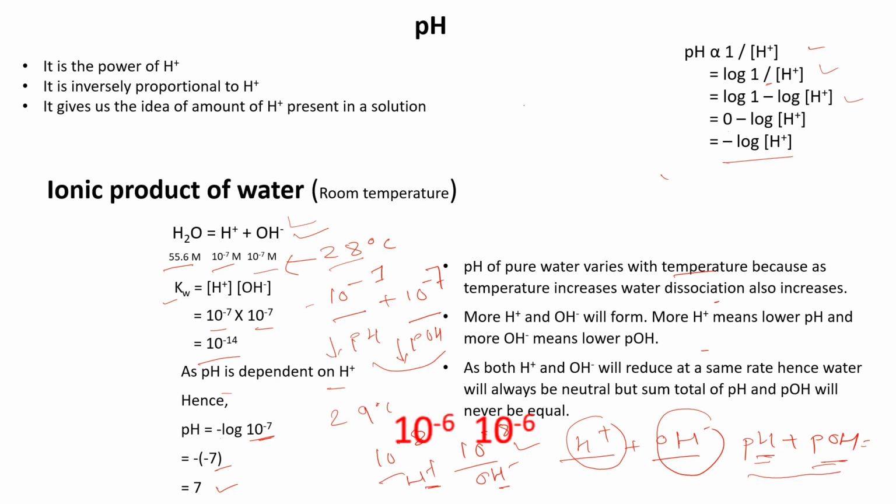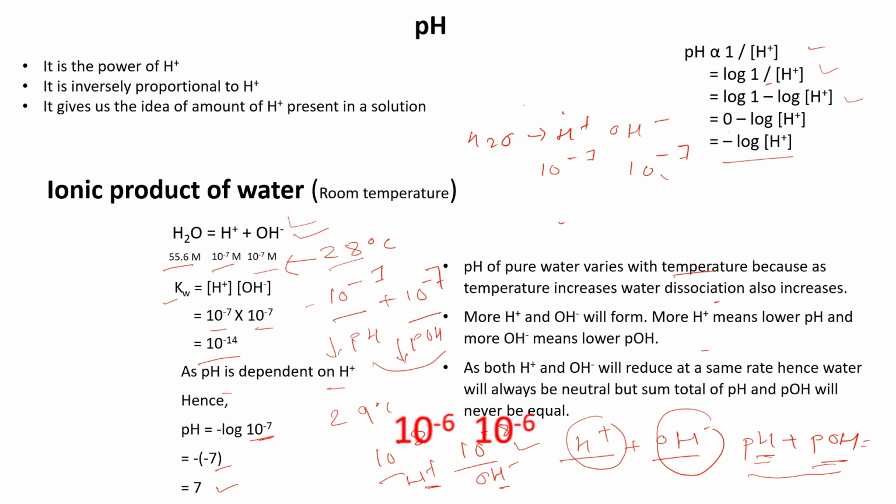So what we are saying is water dissociates into H plus and OH minus. At room temperature, this dissociation is 10 to the power minus 7 and 10 to the power minus 7. Clear? If we increase the temperature, the dissociation will be more.